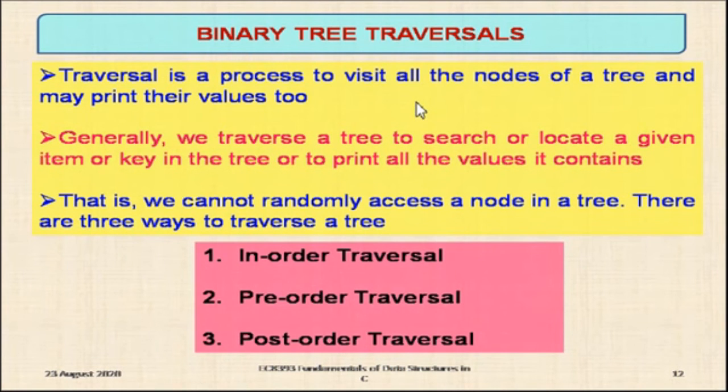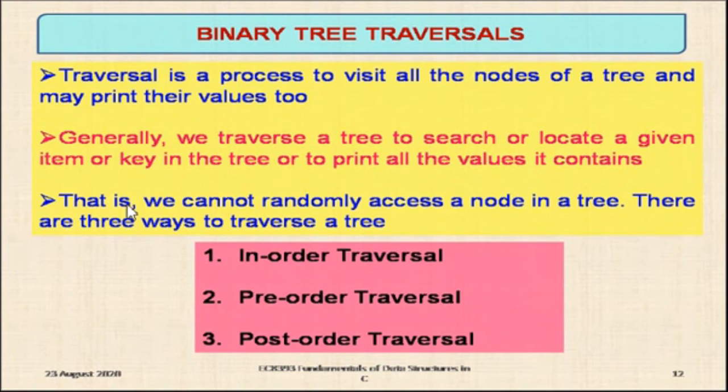And coming to the binary tree traversal techniques. Traversal is the process of visiting all the nodes of a tree and possibly printing their values too, in a particular order, not in a random order. That is called tree traversal. If you traverse a binary tree, it is called binary tree traversal. Generally, we traverse a tree to search or locate a given item or key in the tree, or to print all the values the tree contains.